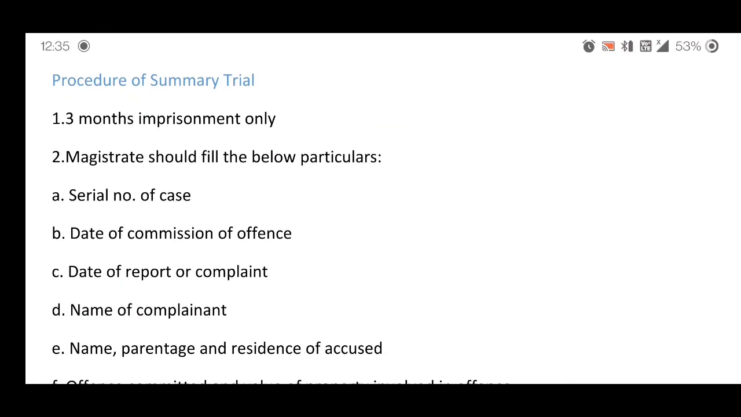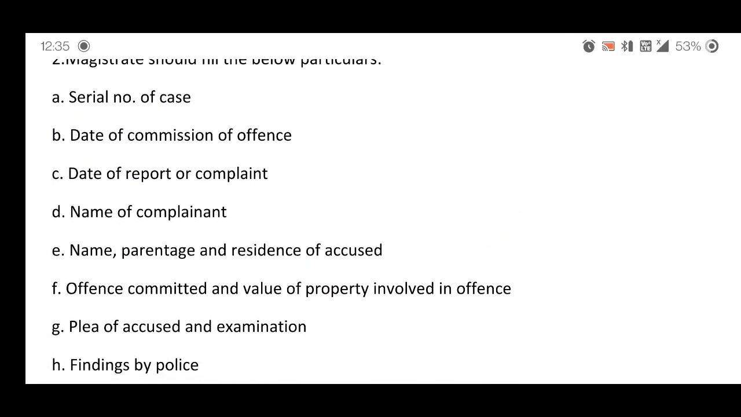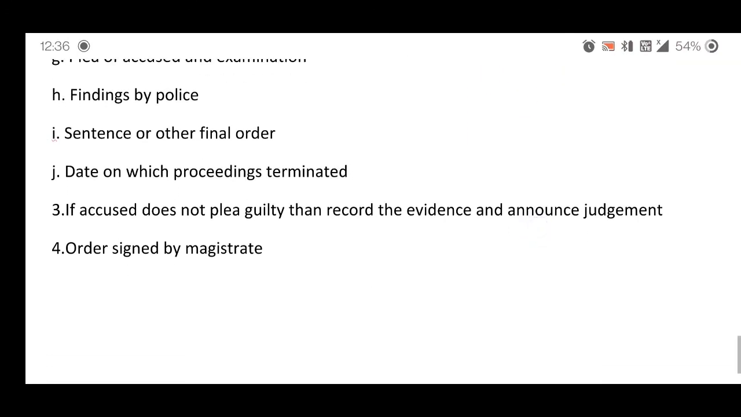The next is procedure for summary trial. In the first step, only 3 months of imprisonment can be awarded if the trial is conducted summarily. The next step is that the magistrate should fill the below particulars: the serial number of the case, the date of commission of the offence, the date of report or complaint, name of the complainant, name, parentage and residence of accused, offence committed and value of property involved in offence, plea of accused and examinations, findings by police, sentence or other final order, date on which proceedings terminated. All these particulars the judge has to fill up in a form.